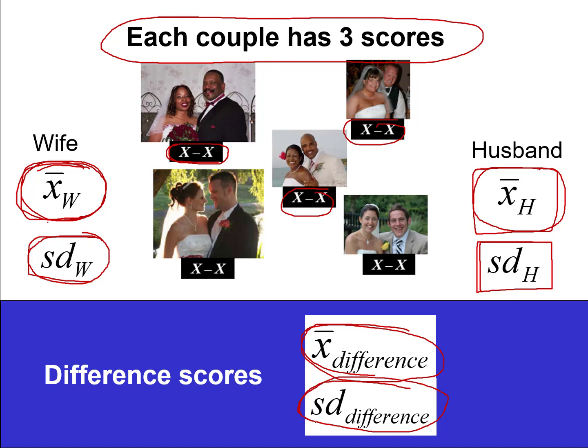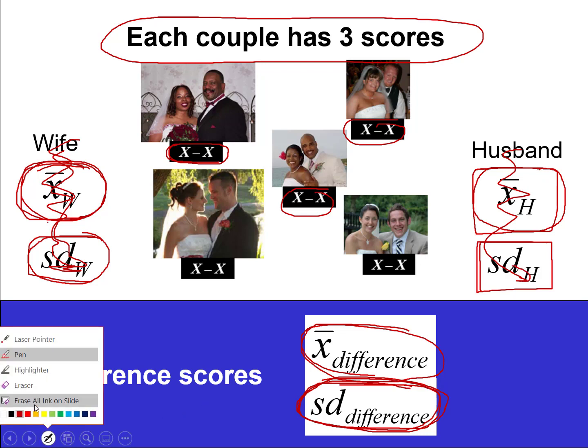For each couple, we have their difference score, the difference between wife and husband, wife's score minus husband's score, and we can calculate the standard deviation of those difference scores. And again, when we're doing a paired samples analysis, after we calculate our difference scores, we're going to ignore the individual scores for wives and the individual scores for husbands, and focus on the difference score.